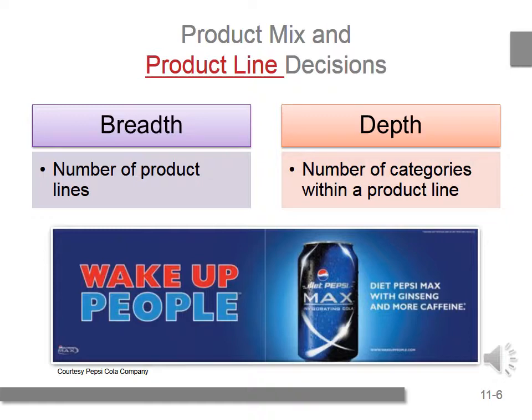Students, you should understand that each item is called a stock keeping unit, an SKU, and the category depth is the number of SKUs within a category.